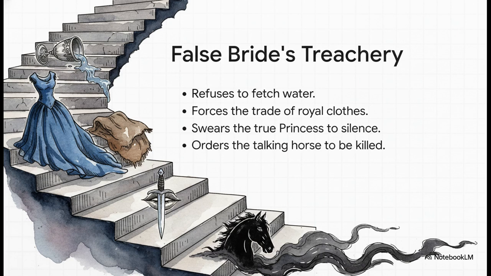Then, she forces the princess to literally trade her royal clothes for a maid's shabby garments. She swears the true princess to silence under the actual threat of death. And finally, she orders the talking horse, Falada, to be executed just to cover her tracks. It's a cruel, escalating progression that renders the true princess completely voiceless and powerless in a foreign land.